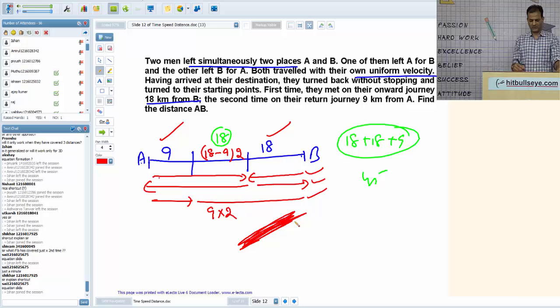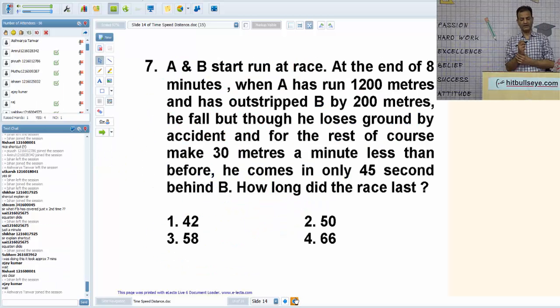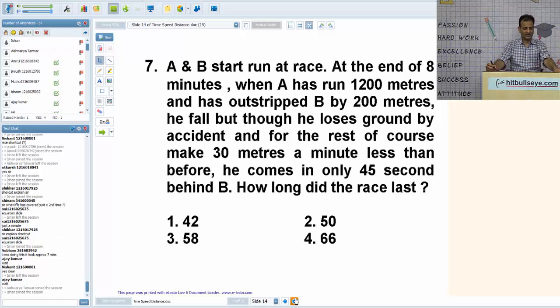Again, if you really want to see it, then you can see it on YouTube easily. Now the next question is: A and B start to run a race, and at the end of 8 minutes, when A has run 1200 meters. Again a very basic question. All these questions are from old papers of CAT, XAT, FMS, IIFT. In some questions data are changed, friends.